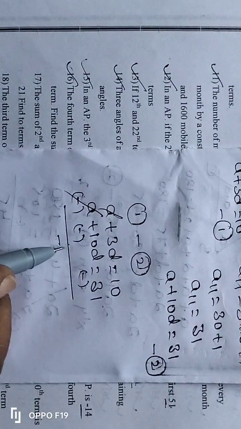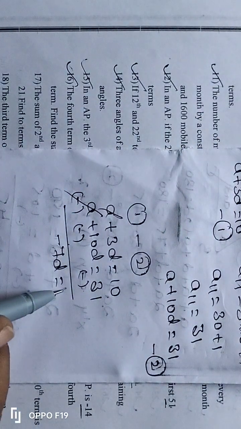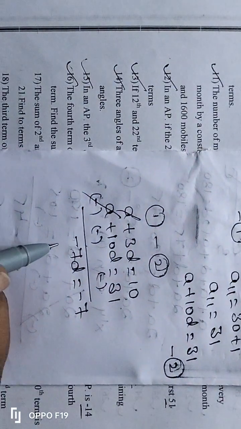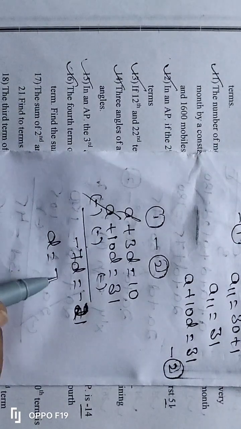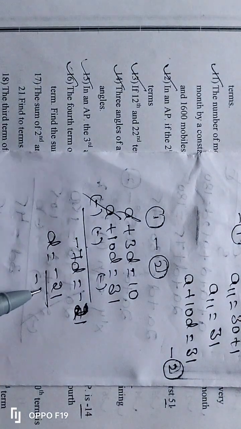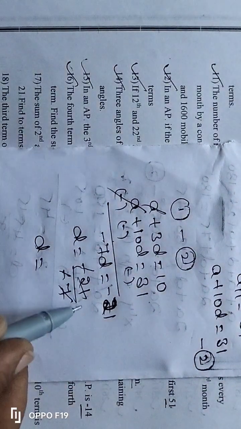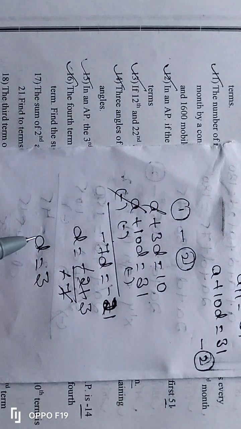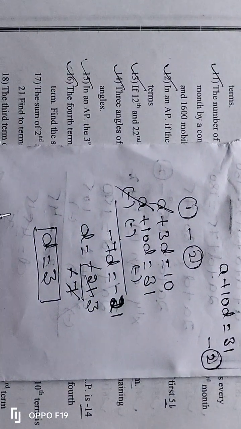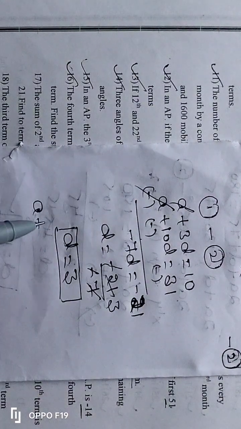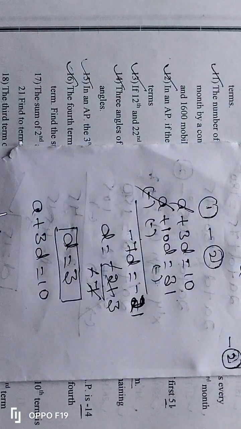Minus 10d plus 3d is minus 7d, is equal to minus 31 plus 10, which is minus 21. So d is equal to minus 21 divided by minus 7. Minus minus cancelled. So d is equal to 3, since 7 threes are 21. So the value of d is 3. After getting the value of d, find the value of a. We put the value of d in equation 1. A plus 3d is equal to 10.